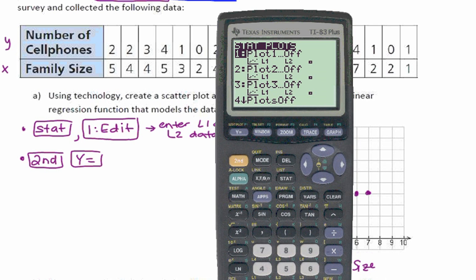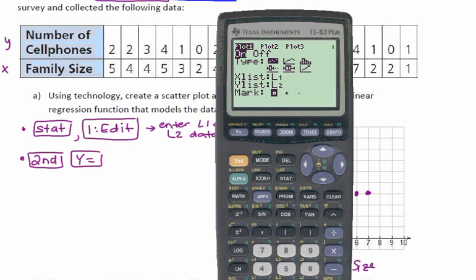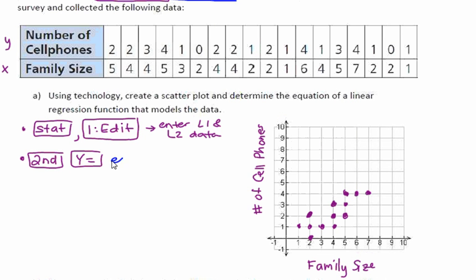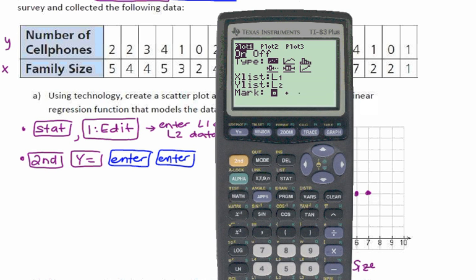There's two ways to turn it on. One way is second y equals. We're going to push enter and enter, and that turns it on. Okay, does everyone have that turned on? So if you go to your y equals, this plot should be black, just to check. Another easy way to turn it on is you could also push enter there. That's another easy way to turn your plots on.